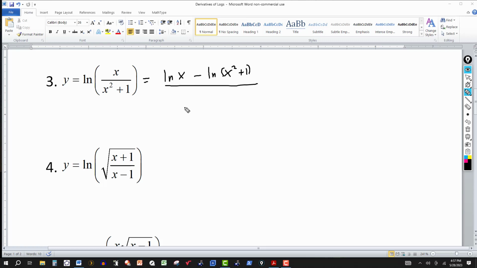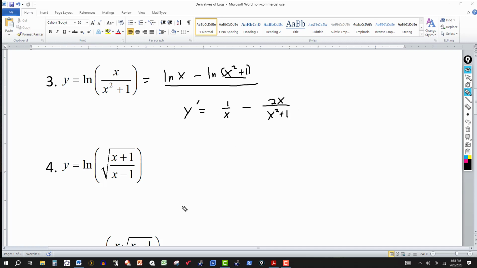So now I'll take the derivative. So y prime would equal, I have the derivative of ln of x. That's just the derivative of u. In this case, the x is the u. So derivative of x is 1, and that's over x. Then I have a minus the derivative of the log here. Take the derivative of this u here. That would be 2x over x squared plus 1.